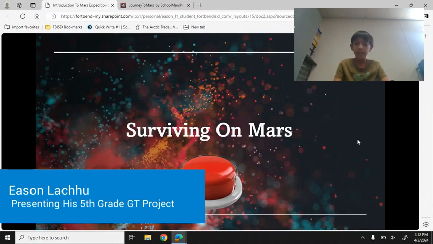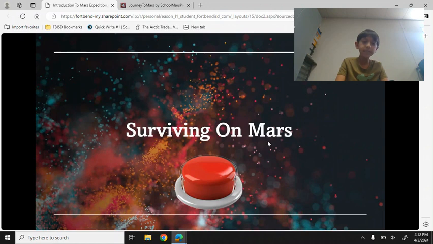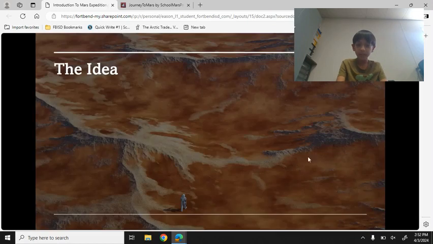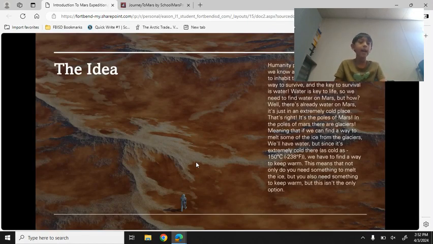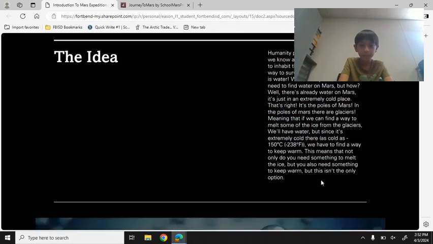I'm in 5th grade and this is my GT project on surviving to thriving on Mars. So if humanity plans to inhabit Mars, we need water. After all, water is the key to life. So how are we going to get water though? Well, you see, there's actually water on the poles of Mars, but it's really cold there. Like negative 150 degrees Celsius, which is negative 238 degrees Fahrenheit kind of cold. So we need a way to keep warm and something that allows us to melt the ice on the poles.